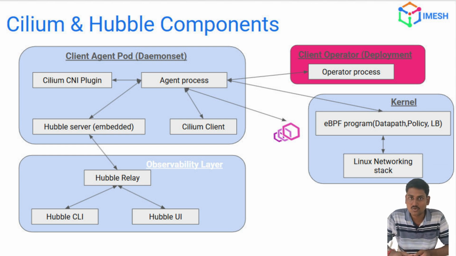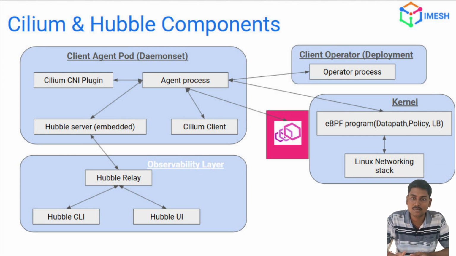Now, what about this purple icon representing Envoy? This is an optional but powerful component that Cilium uses for Layer 7 security. When you need to enforce policies on application traffic like HTTP or gRPC, the Cilium agent uses an Envoy proxy to inspect the data and apply the rules. It's how Cilium extends its powerful security all the way up to the application layer.